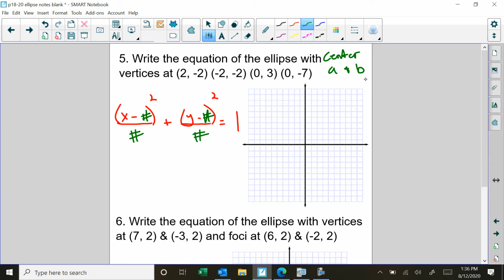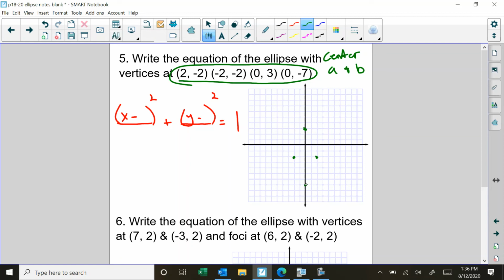And you can get all this from plotting it on the graph. Okay, so I'm going to delete these green pound signs, and we're going to go find that information. So we're going to plot these numbers right here. 2, -2: 2 to the right, 2 down. -2, -2: 2 to the left, 2 down. 0, 3: 0 and then up 3, 1, 2, 3. And 0, -7: 1, 2, 3, 4, 5, 6, 7.